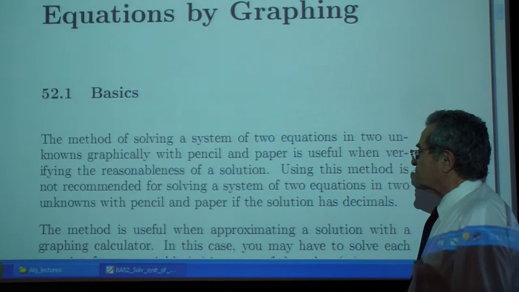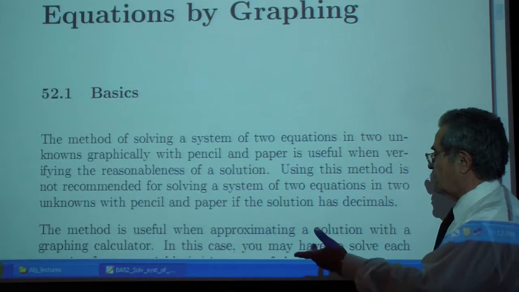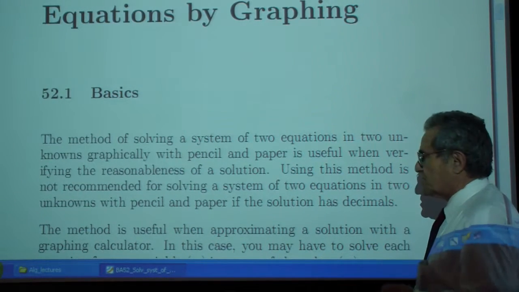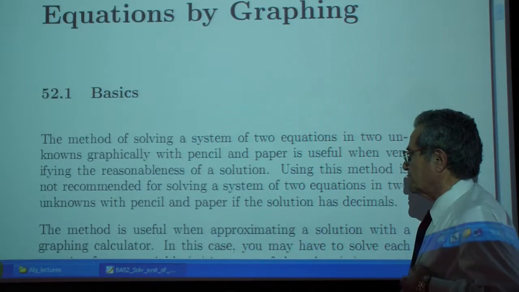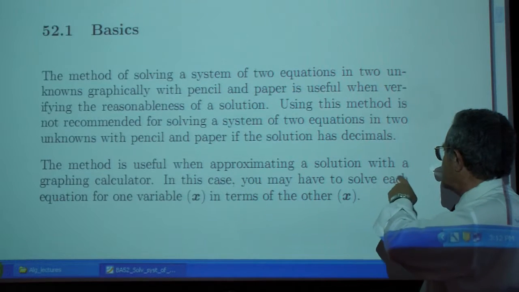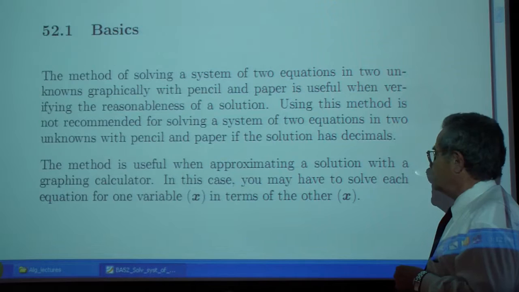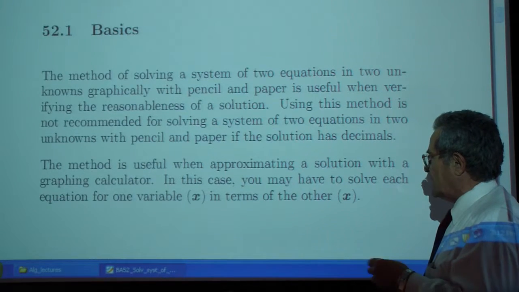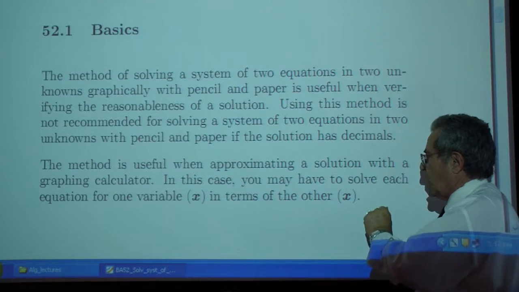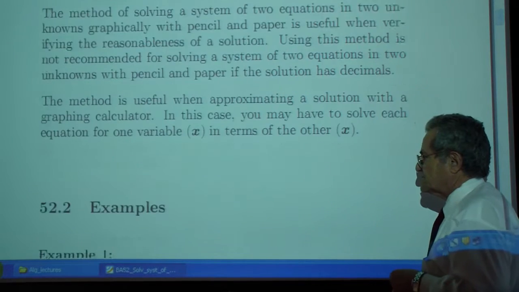Using this method is not recommended for solving a system of two equations and two unknowns, or variables, with pencil and paper if the solution has decimals. The method is useful in approximating a solution with a graphing calculator. In this case, you may have to solve each equation for one variable in terms of the other. So solve for y in terms of x.